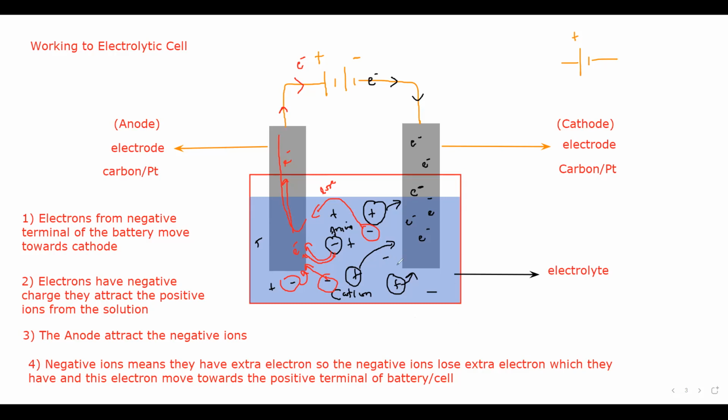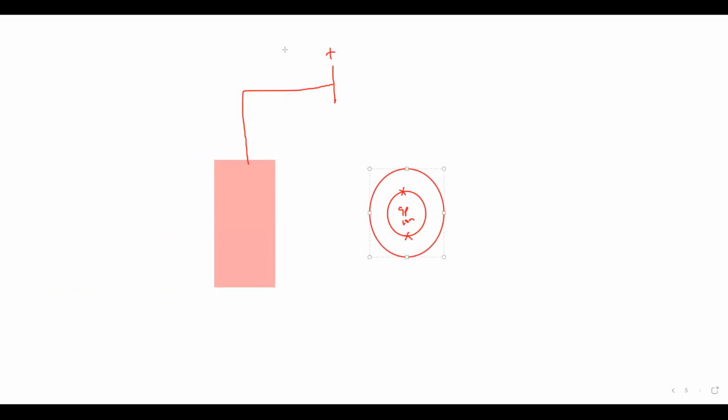So what happened to the negative ion? If I draw only the positive terminal, the anode, which is connected with the positive terminal, I'm drawing a fluoride ion, which has 9 protons, 10 neutrons, and 10 electrons because it is negative. So this is a fluoride ion.